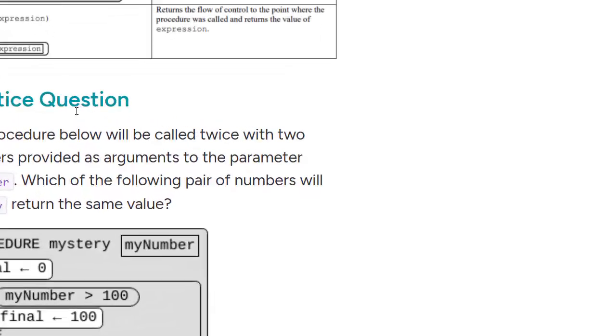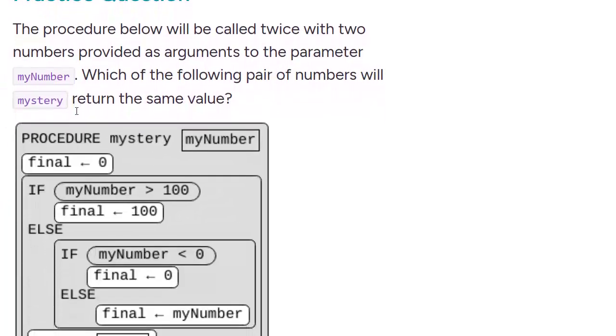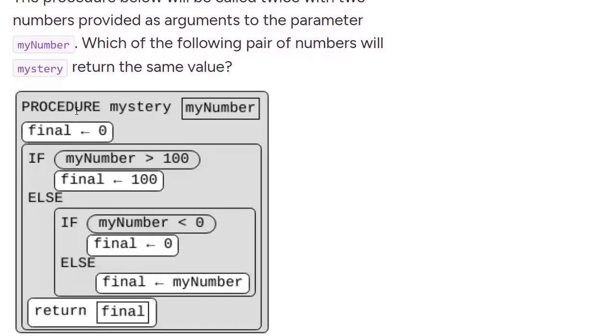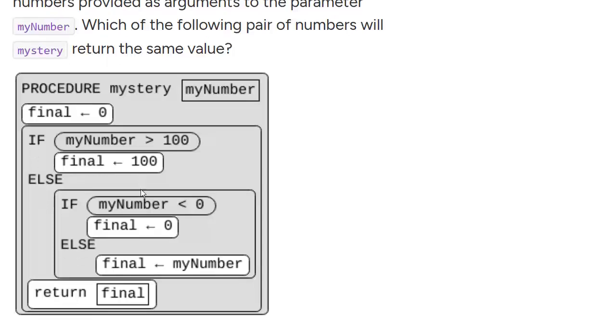The procedure below will be called twice, with 2 numbers provided as arguments to the parameter. Which of the following pairs of numbers will mystery return the same value? Okay, we're sending in my number. Final gets 0. As long as my number is greater than 100, final gets 100. Else, if my number is less than 0, final gets 0. Else, final gets my number.